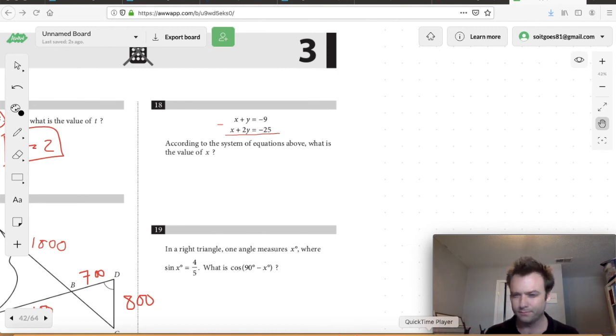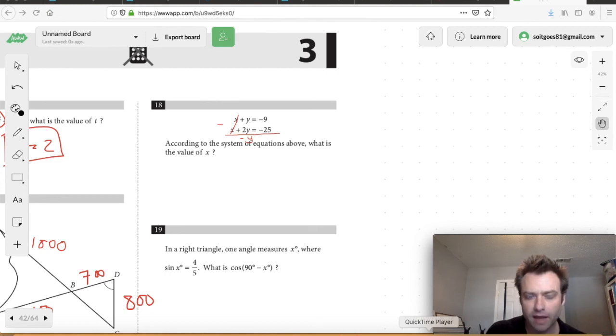And once we know what y is, we'll just plug that y value into one of the equations and find what the x value is. It's going to be real easy. All right, so I'm going to subtract these equations here. x minus x, well, that's nothing, so don't worry about that. That's gone. y minus 2y is going to be negative y, because remember, y is the same as 1y, and you're just subtracting the coefficients.